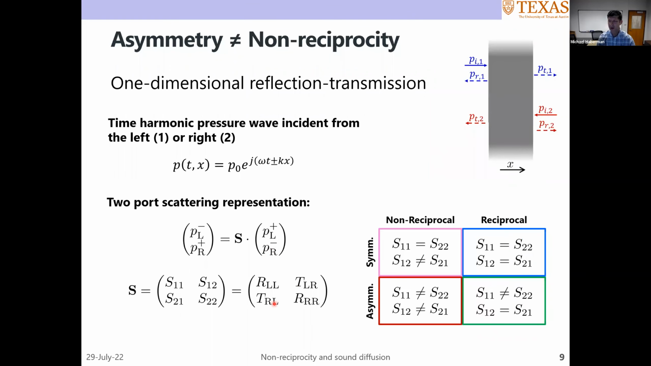Okay, and so it's important to remember that if the medium is reciprocal, lossless and symmetric, then you're going to get that the reflection coefficients are the same on both sides, and the transmission coefficients, of course, are the same on both sides.